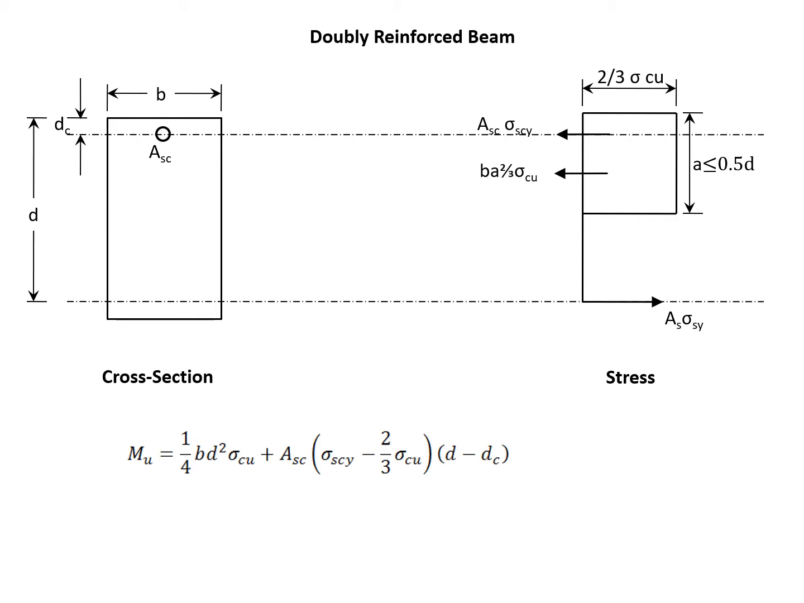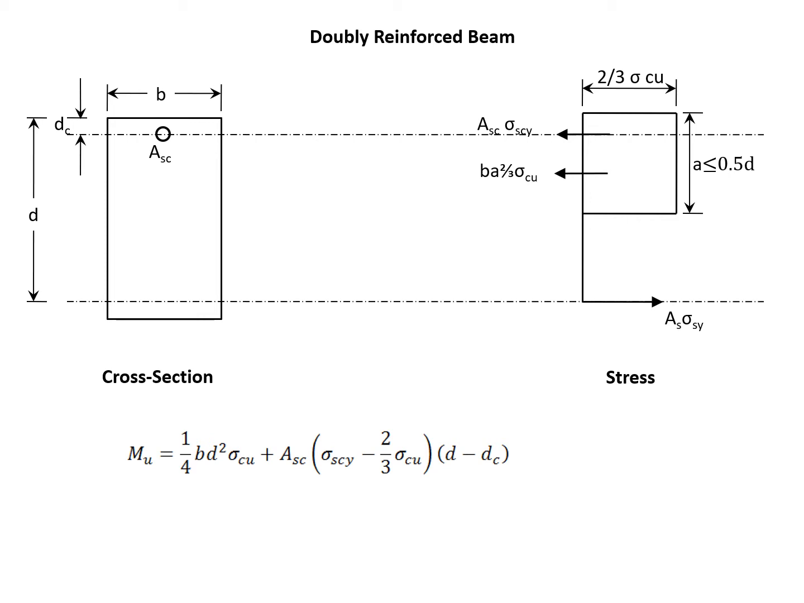AC is the area of compression steel multiplied by sigma SCY minus 2/3 sigma Cu. You see, this is the stress term. Actually, sigma SCY is the allowable stress in compression steel. And minus 2/3 sigma Cu is there because that much concrete is taken out when you put the steel. And multiply by d minus dc. You know what d minus dc is? It is the distance between the top steel AC and the bottom steel, which is put at the effective depth.